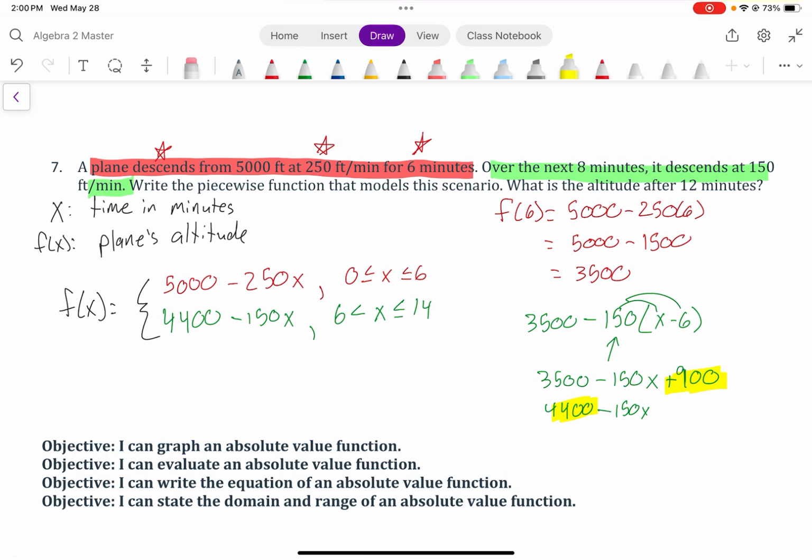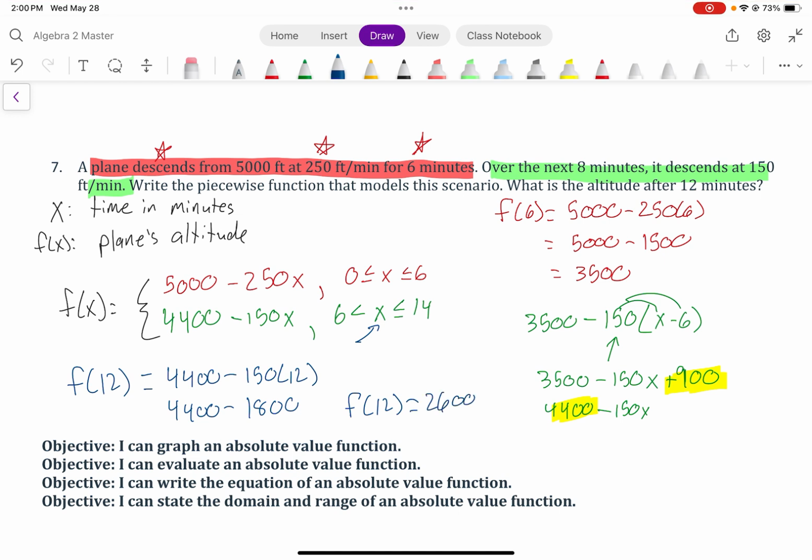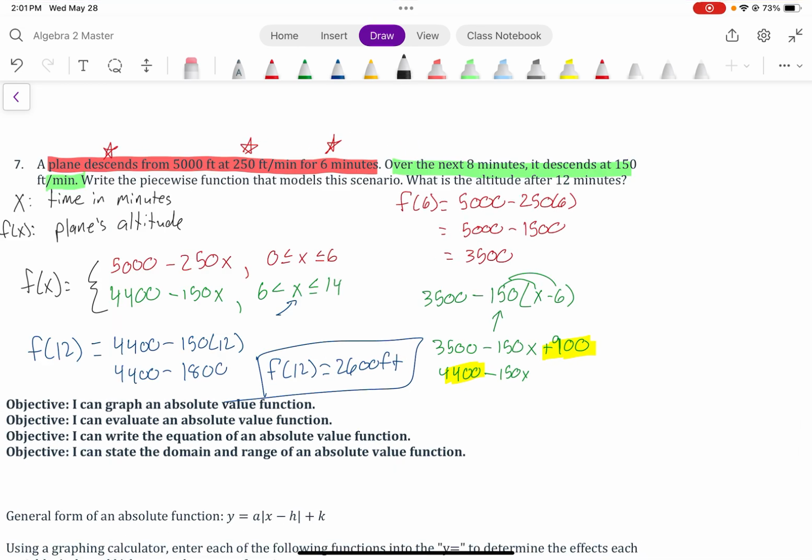So now, when the question says, what's the altitude after 12 minutes, I just get to plug in f of 12, which puts me right here. 4,400 minus 150 times 12. Well, that's going to be 300 times 6 is 1,800. So 4,400 minus 1,800 gives me a value of 2,600 feet.